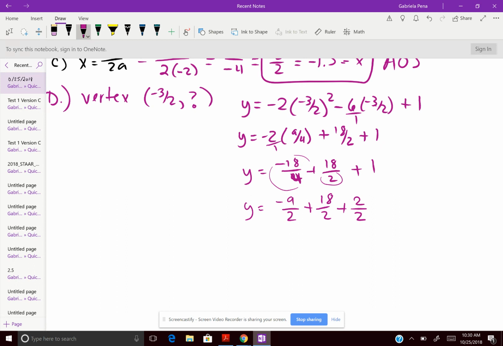Now, you'll have calculators when it comes to these fractions, so you can use them then. But right now, I'm making you use your heads. What's -9 plus 18? 9. 9 plus 2? 11 over 2. 11 over 2. So there is my answer.